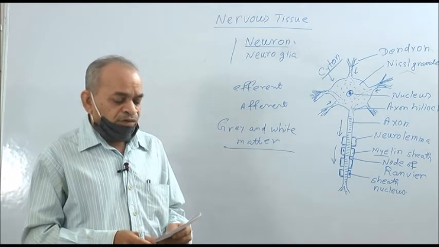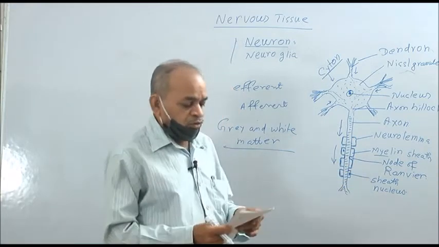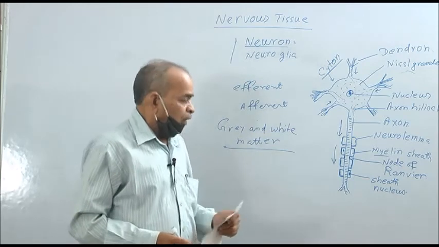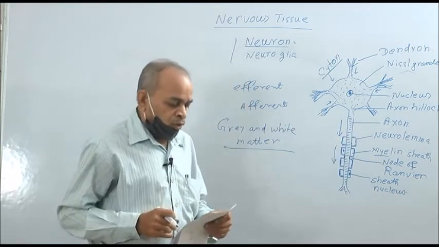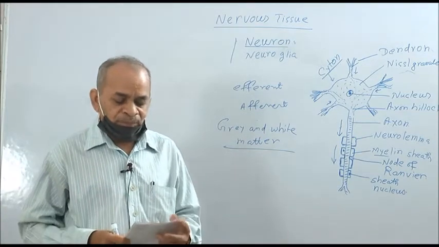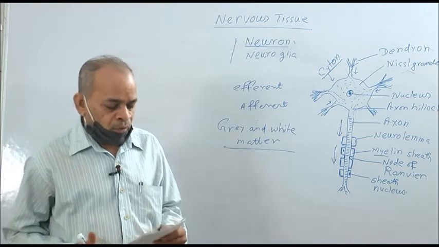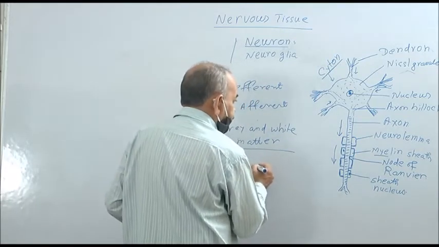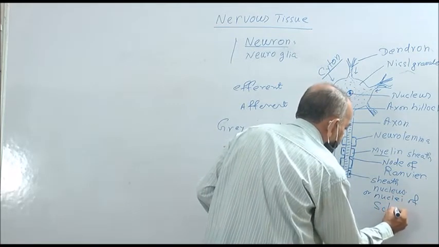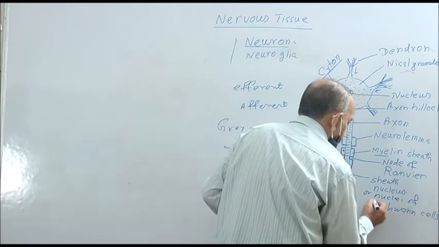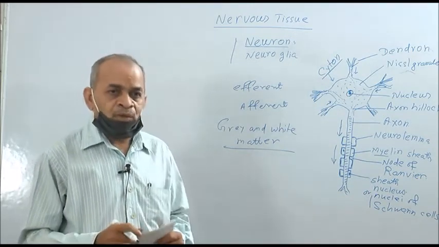Below the neurolemma is a thin layer of cytoplasm which contains nuclei at intervals. Here see one nucleus, here there is another nucleus, at intervals, not in every place. These are called sheath nuclei or nuclei of Schwann cells.